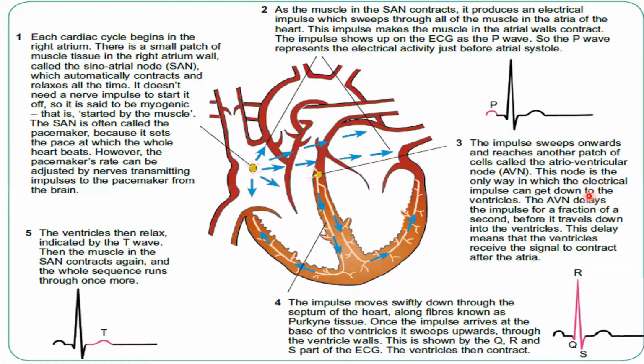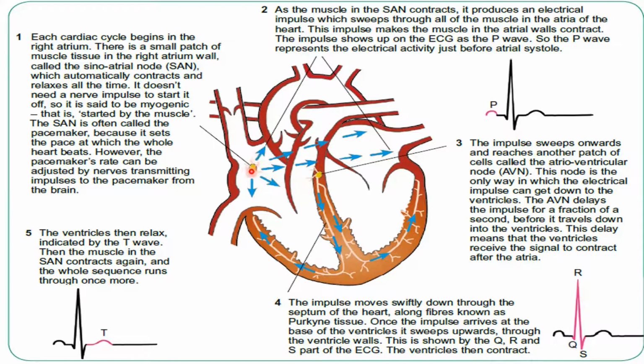Okay then, so this is how the cardiac cycle is coordinated. Each cardiac cycle begins in the right atrium. You can see here, it begins in the right atrium. There's a small patch of muscle tissue in the right atrium, which we call the sinoatrial node, right? It automatically contracts and relaxes all the time, and it does not need any nerve impulse or hormonal influence to start. So that's the reason we call it myogenic.